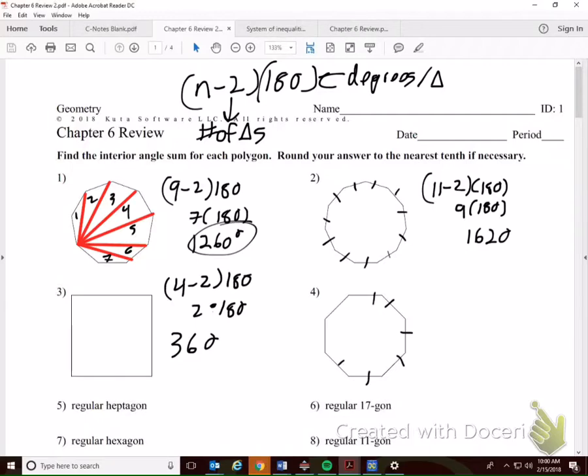Number 4, we have an octagon. That means 8 sides. Let's go 8 minus 2 times 180. 6 times 180 gives us 1,080. So for 5, 6, 7, 8, I'm actually just going to skip ahead.